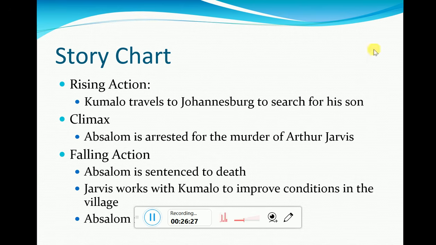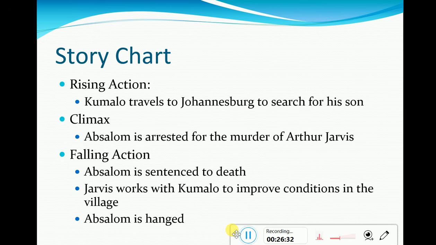And then the falling action, which is also known as denouement in literature, that's when Absalom is sentenced to death, and then Jarvis works with Kumalo to improve conditions in the village of Ndotsheni, and then ultimately Absalom is hanged. Now, one of the moving aspects of this novel is when we get to know James Jarvis better, and also experience him undergoing what I can safely call a radical transformation, where he is transformed by the work of his son.